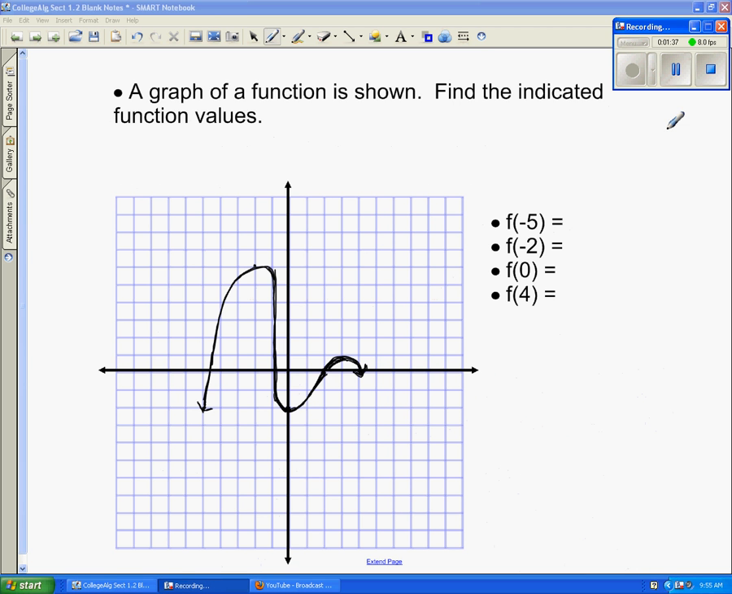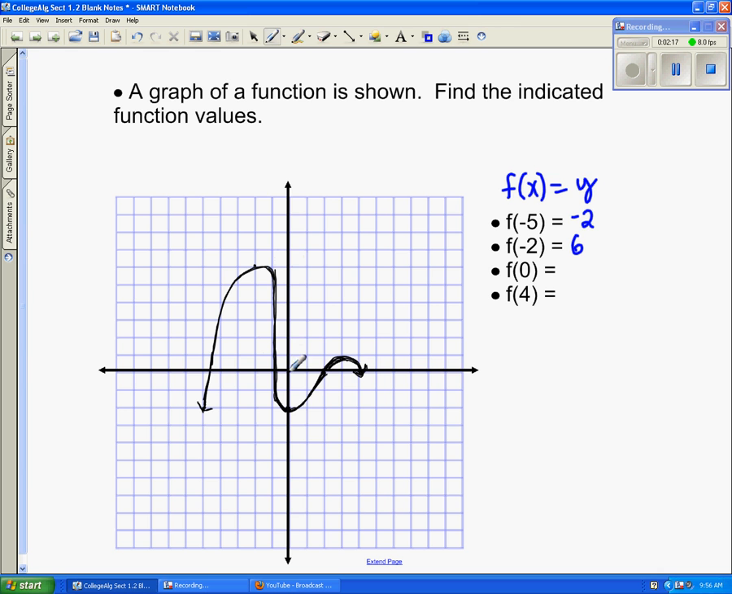Our next problem asks us to evaluate the graph, so if we look at f of x equals y, it's asking us when x is negative 5, what does the y value equal? So when I go over to x is negative 5, it's saying where's the graph at? The graph is at negative 2, the y value of the graph. Now I'm going to do when x is negative 2, where's the y value? So 1, 2, 3, 4, 5, 6. The y value is 6.